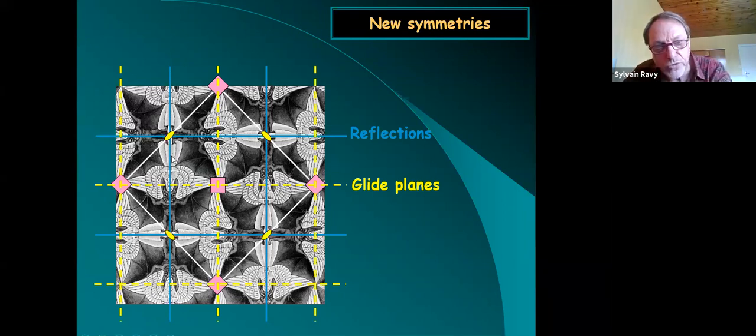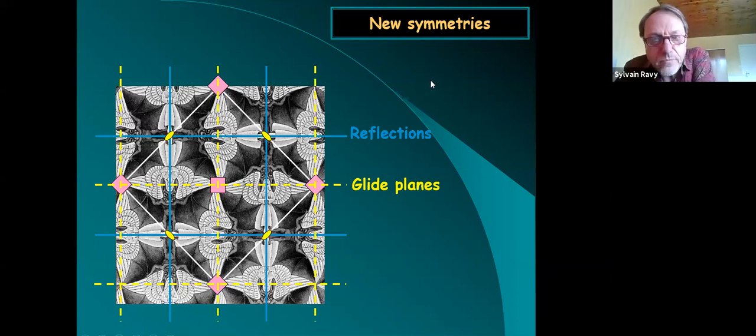So you first do a reflection. So it would have been here, but it's not. And you have to translate by half a translation to get it here, okay? So you first reflect and then you glide somehow. And this is a new symmetry, which is called a glide plane. These symmetries are very important actually for crystals. There are a lot of such symmetries.